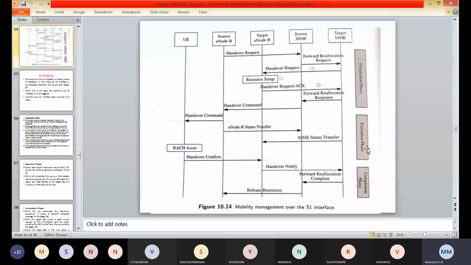So in the execution phase, the source E node B will perform the handover and initiate the status transfer, where the PDCP context of the user equipment is transferred to the target E node B. The source E node B will also forward the data stored in the PDCP buffer to the target E node B. Once the status and the data have been transferred to the target E node B, the user equipment is able to establish a radio access bearer, that is RAB, on the target E node B.